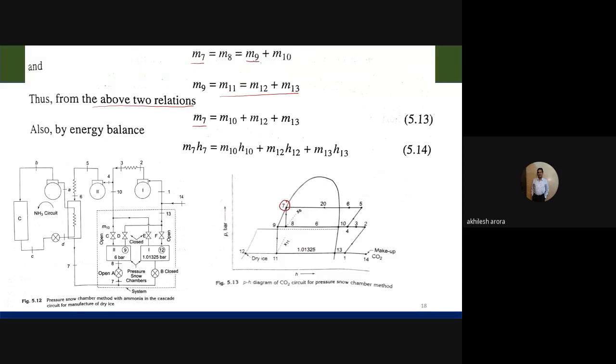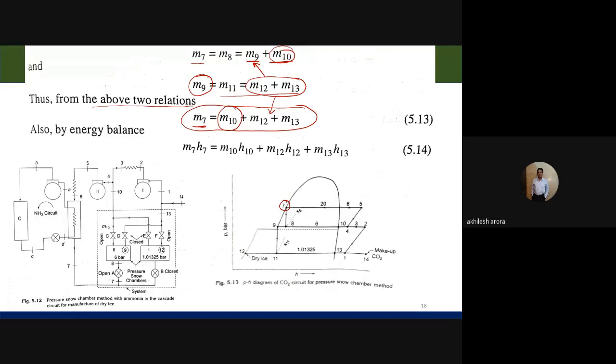What was M7 equal to? M7 was equal to M9 plus M10. And what is M9? M9 is equal to M12 plus M13. So we can replace this M9 by M12 plus M13. So we say that M7 is equal to M10, which is here, and M12 plus M13 has replaced M9 actually. So this is the final mass balance that we can write.